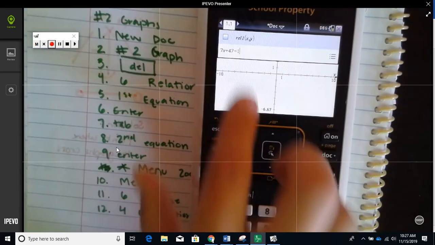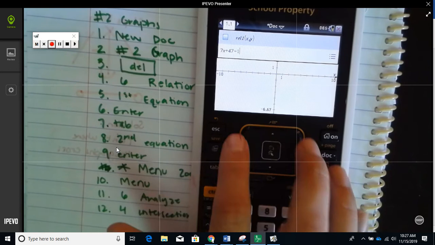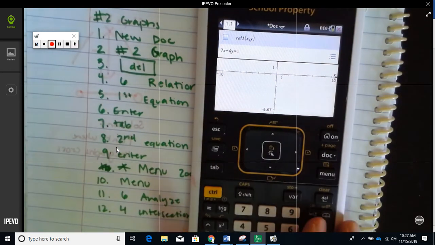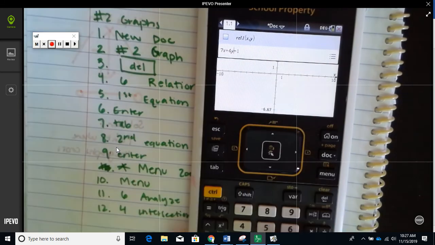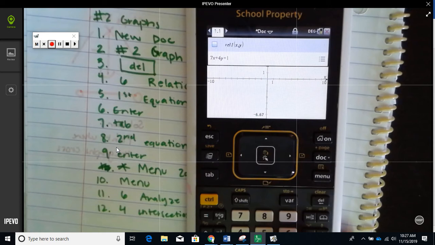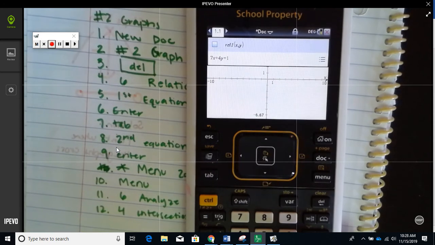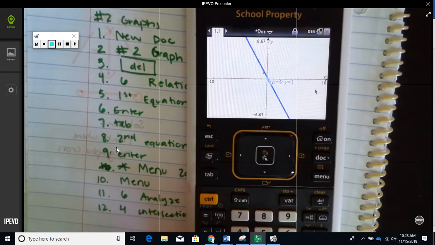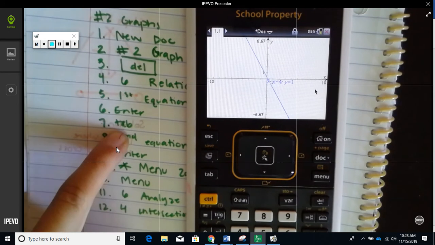So then it's right here, 7x. Oops, see, I messed up. I put 47 instead of 4y. 7x plus 4y equals 1. Equals 1. You click enter, and then click tab. Then click tab, press enter.